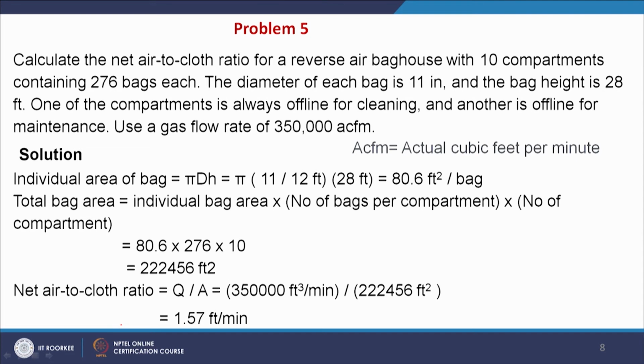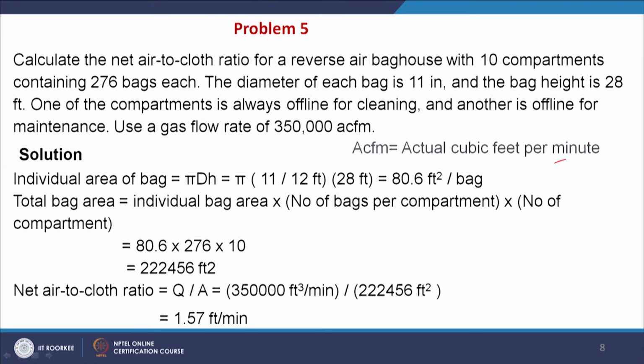Now, problem number 5. The statement is: calculate the net air to cloth ratio for a reverse air baghouse with 10 compartments containing 276 bags each. The diameter of each bag is 11 inch and the bag height is 28 feet. One of the compartments is always offline for cleaning and another is offline for maintenance. Use a gas flow rate of 350,000 ACFM. ACFM is actual cubic feet per minute. So, this is the statement.